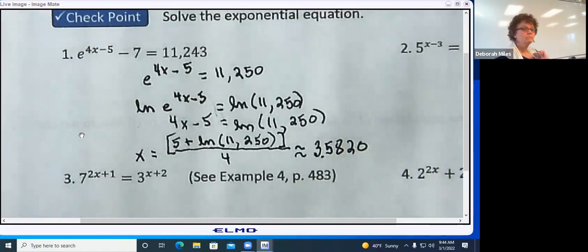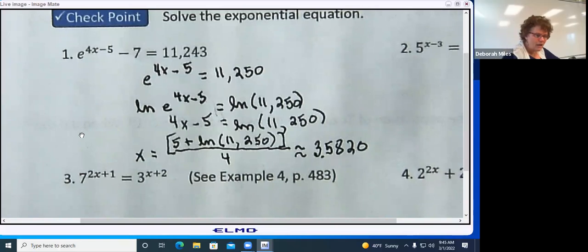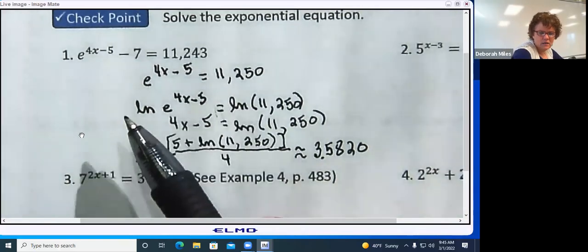Got it, Dominic? Ready? You have your calculator. Okay. Jordan, did you get that? Awesome. Chastity, did you get that? Yes. All right, good.